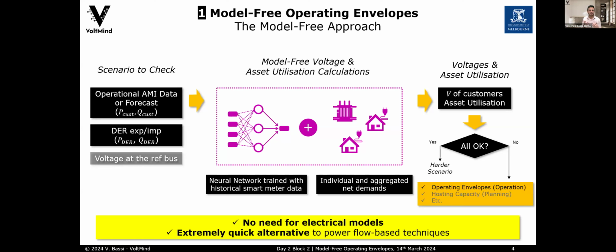And the same principle can be applied for hosting capacity, for instance, and for many other applications such as DER connection requests and so on. The key features of this approach are that, of course, there is no need for power flow analysis or electrical models. And as well, this corresponds to an extremely quick alternative to power flow-based techniques.